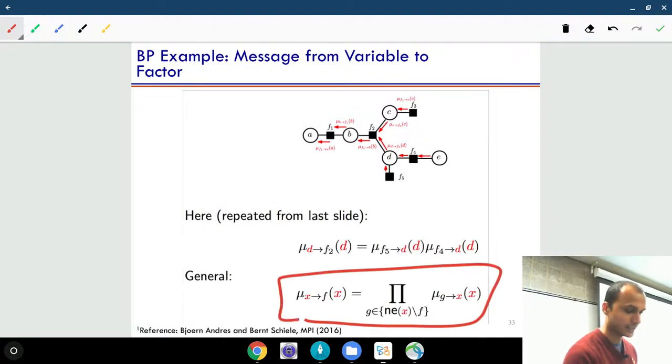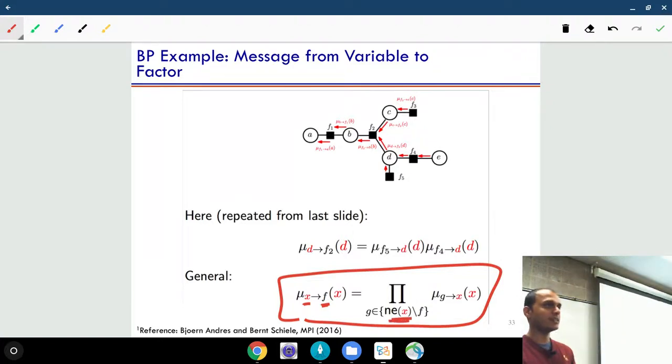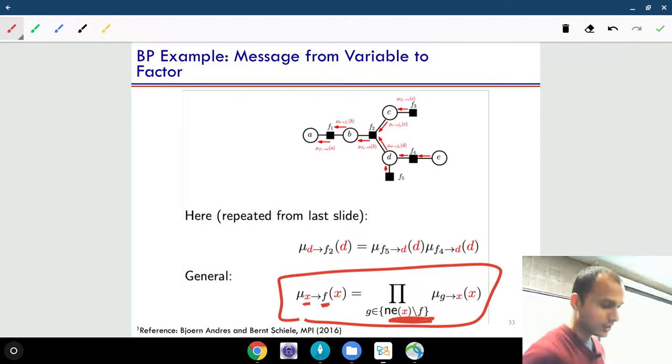And that representation is like this. If I want to send a message from X to some factor F, then I need to look at all the neighbors of X. All the neighbors of X will be factors, but all the neighbors except the factor I want to send the message to, that is, the neighbors of X minus F, basically. So get the messages from all other factors, multiply them together, and pass it forward. That's the general form.